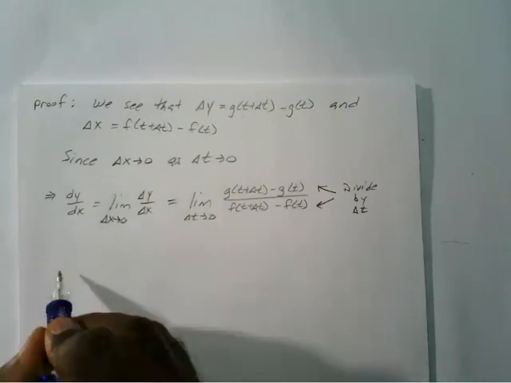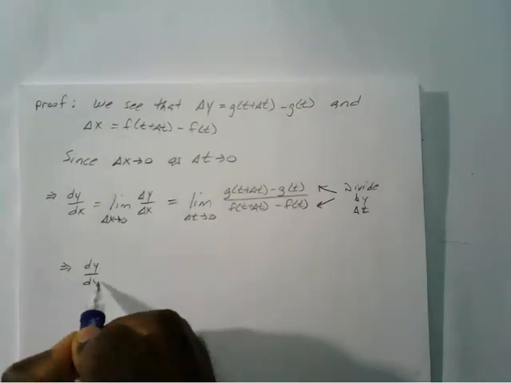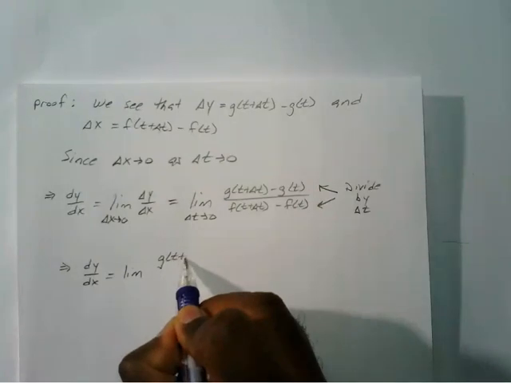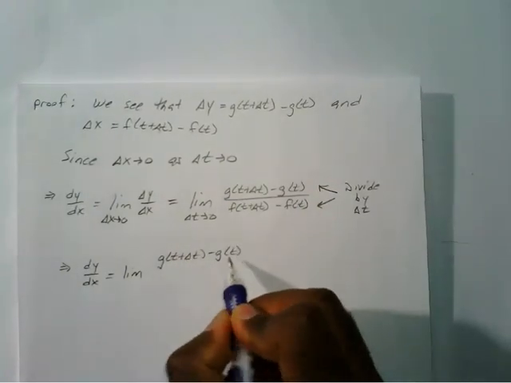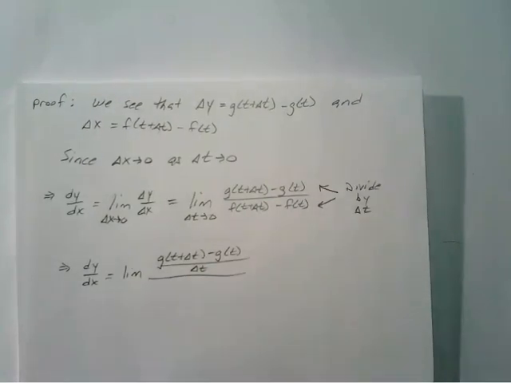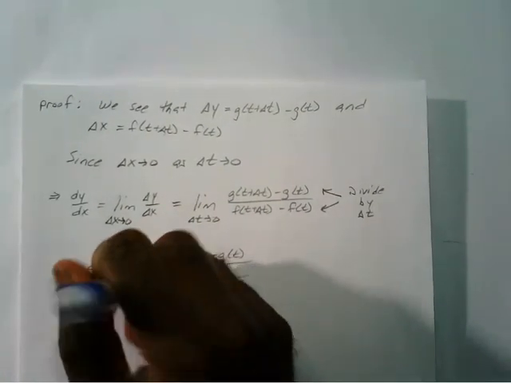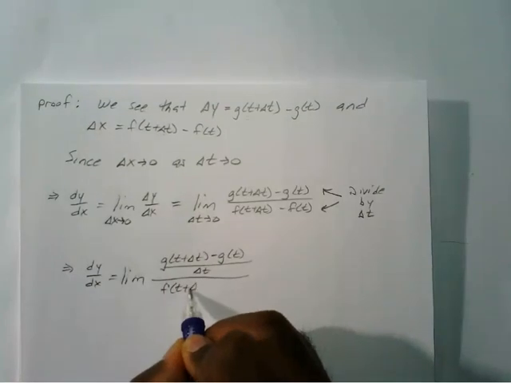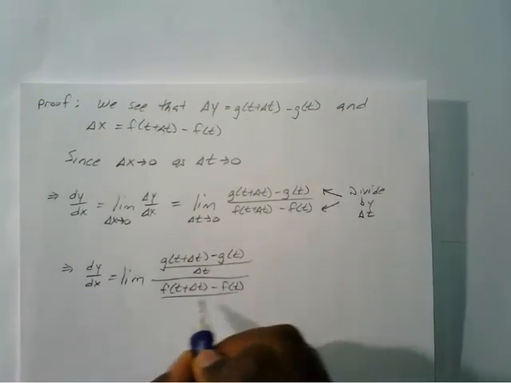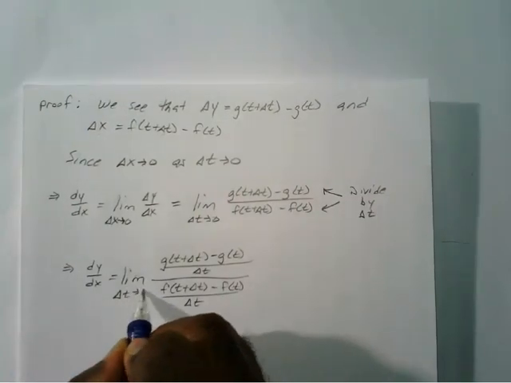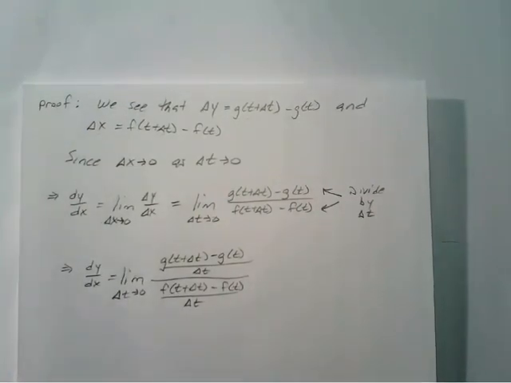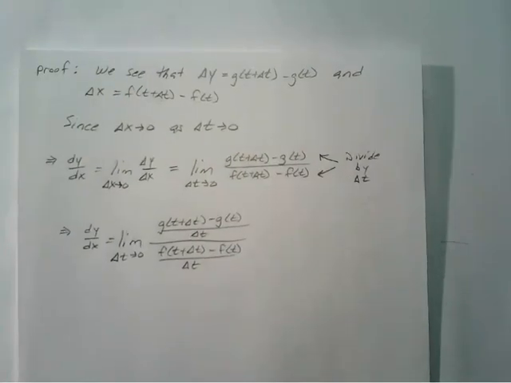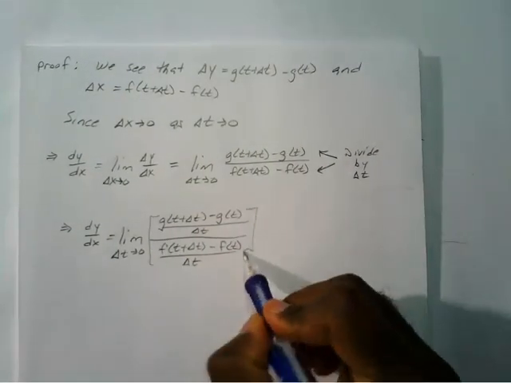Okay, so if we do that, we will end up with dy/dx equals the limit of [g(t + Δt) − g(t)] all over Δt, over, and make that limit a little bigger since it should cover both, [f(t + Δt) − f(t)] all over Δt as Δt approaches 0. Okay, so now we can just take our limit itself and apply it to both the numerator and denominator, because this one just applies to the whole thing.